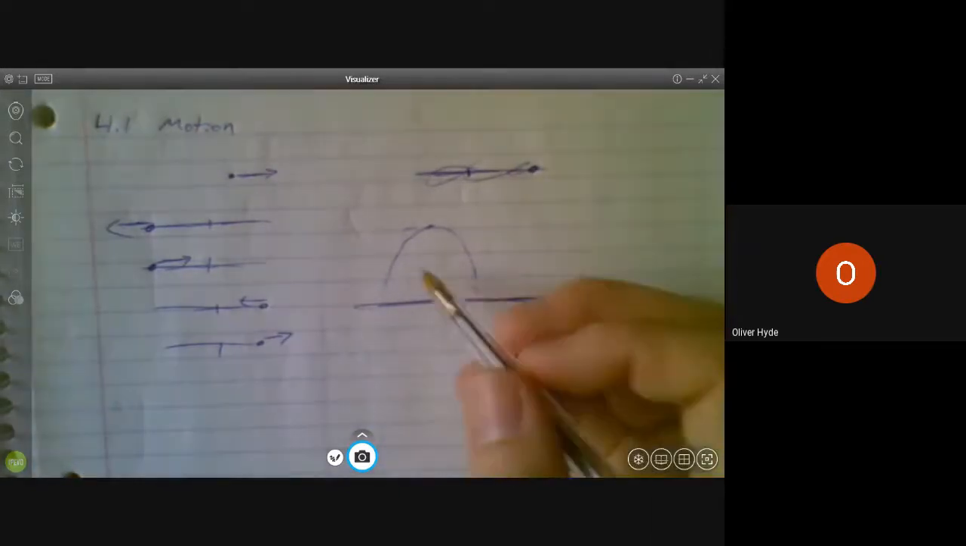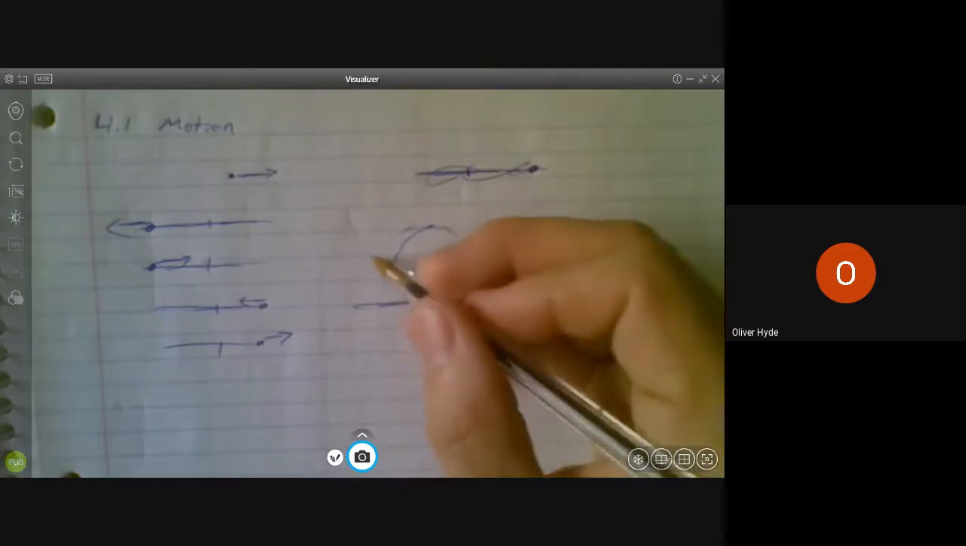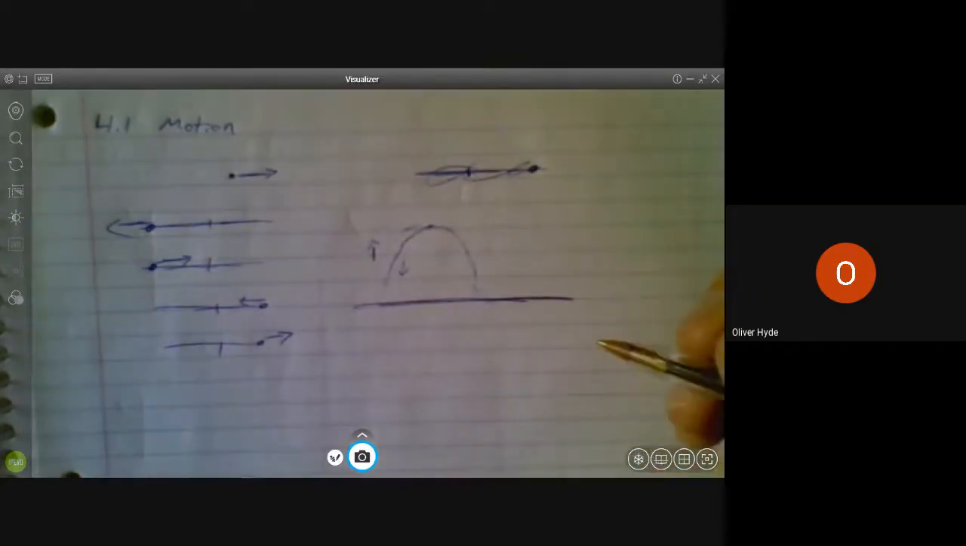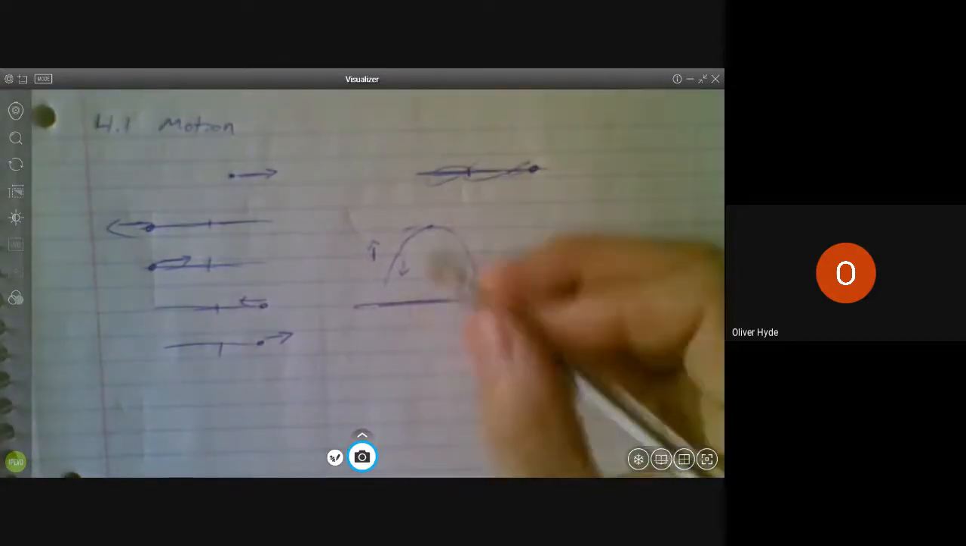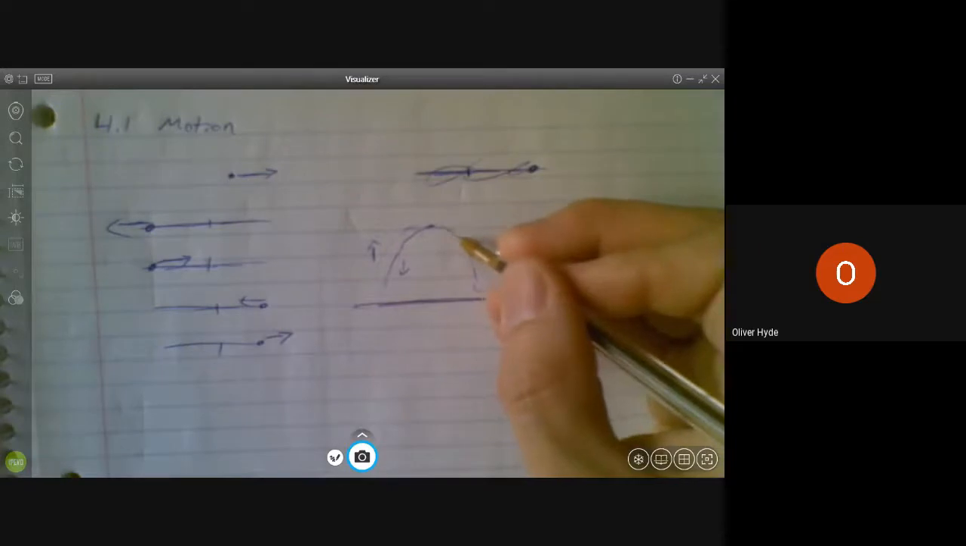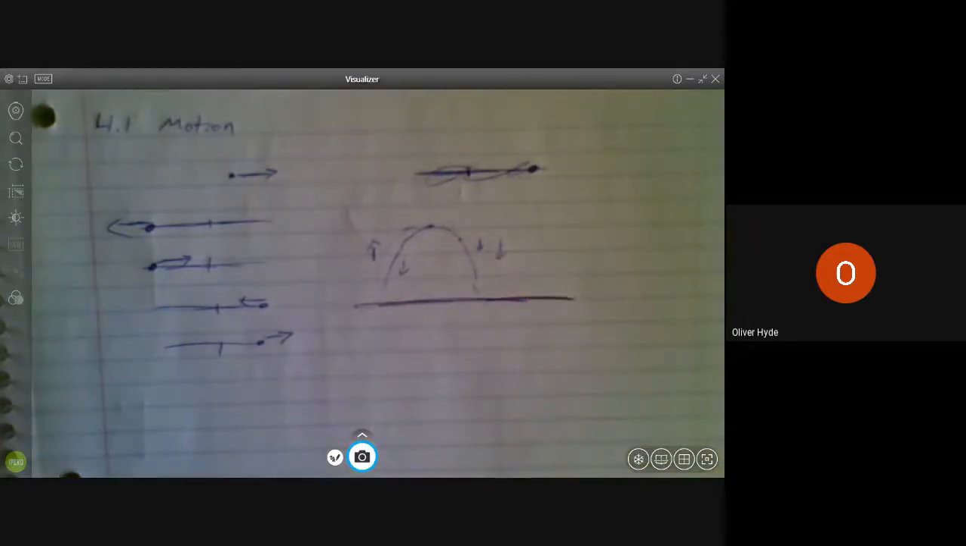So during this portion of the object's path, its velocity is positive, but its acceleration is negative, and that's why the object is slowing down over that interval. During this portion of the object's path, the velocity is negative and the acceleration is negative, and that's why the object is said to be speeding up.